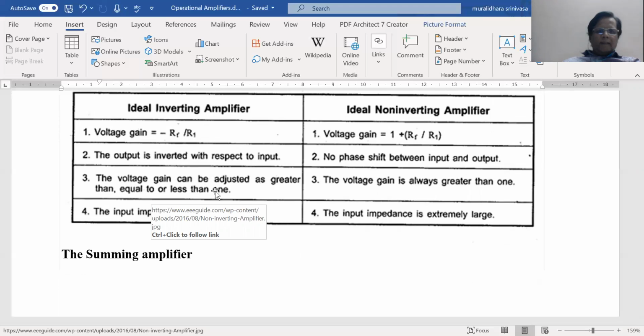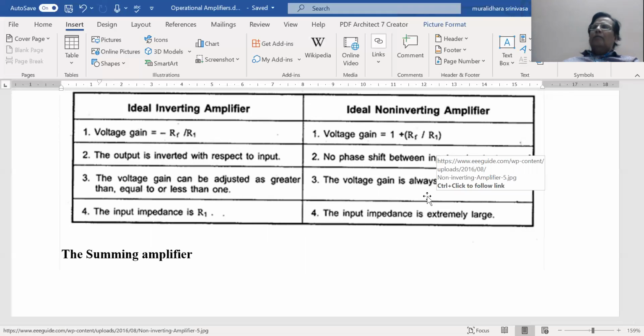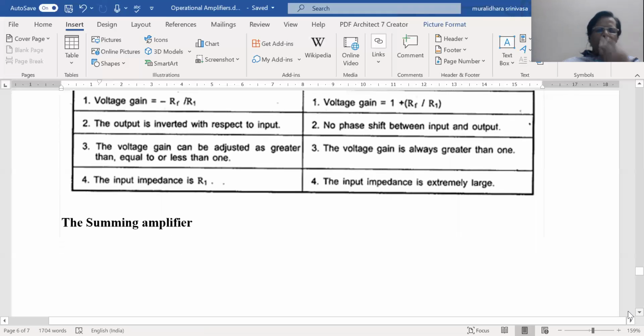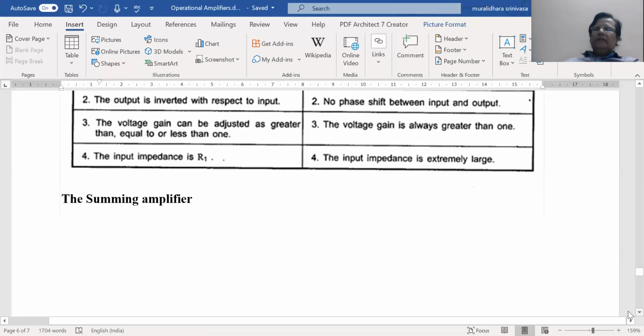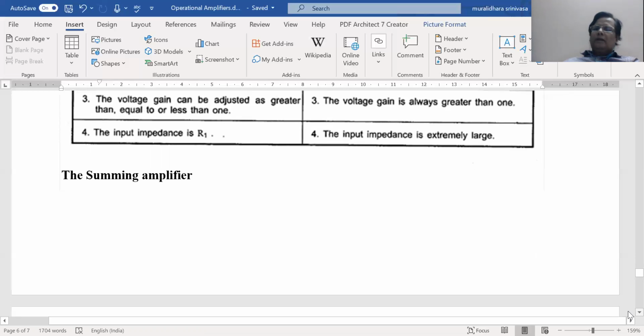There is nothing. And you can also adjust the ratio RF by Ri to be greater than 1, which is what you would have done in your practical classes. So here in the non-inverting case, the gain is always going to be more than 1. The input impedance in the case of the inverting amplifier is equal to R1, but the input impedance in the case of the non-inverting amplifier, you can calculate and show, is extremely large.